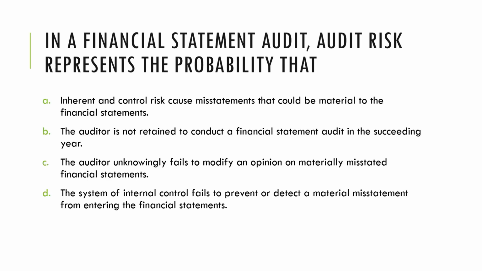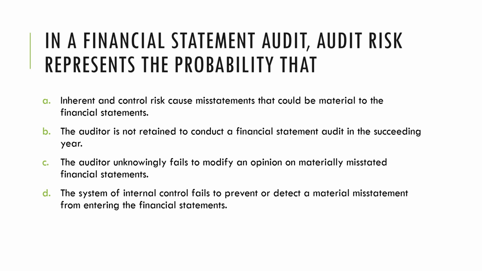Let's start with round three, part one. Our first question asks, in a financial statement audit, risk represents the probability that letter A, inherent and control risk cause misstatements that could be material to the financial statements. And actually, letter A is the risk of material misstatement. It is not audit risk. So the answer is not A.